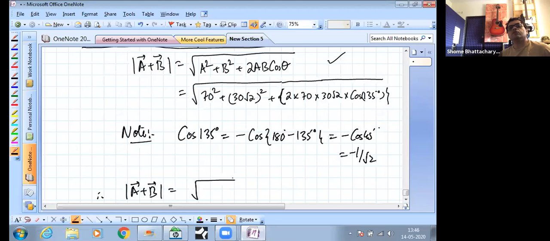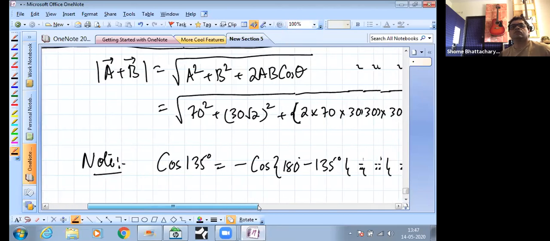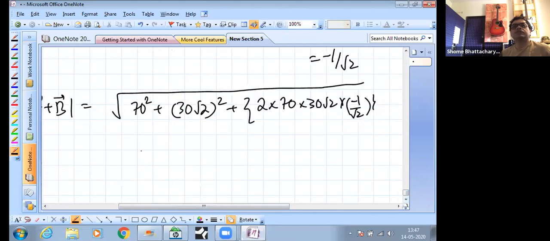is becoming square root of 70 square plus 30 root 2 square plus this whole thing 2 into AB. So that is 70 into 30 root 2 into cos theta, which is now a negative number. It is minus of 1 by root 2. Okay. So hope this step is clear to all of you. This one. Cos theta is to be substituted as this.